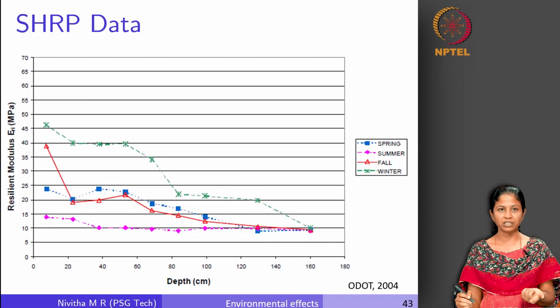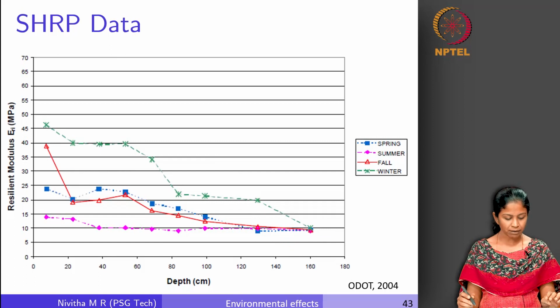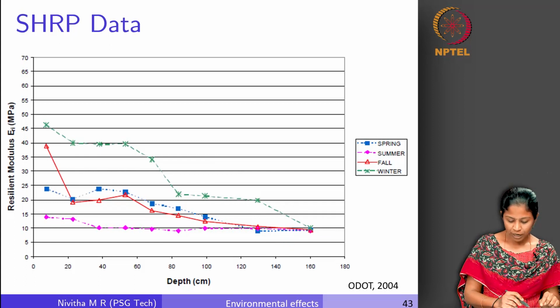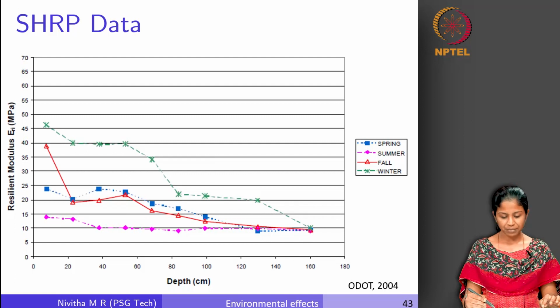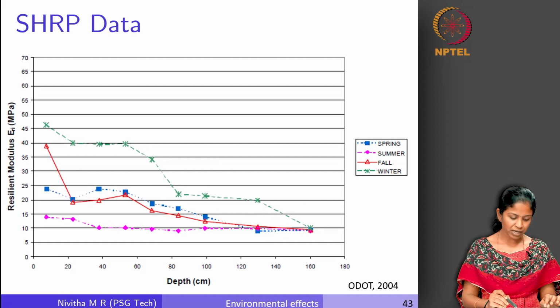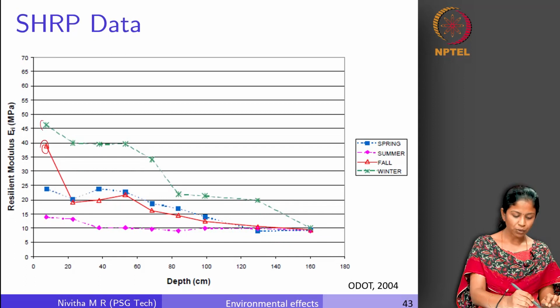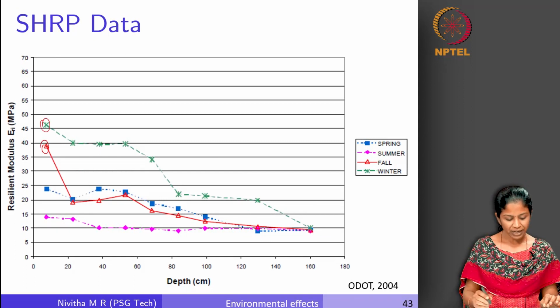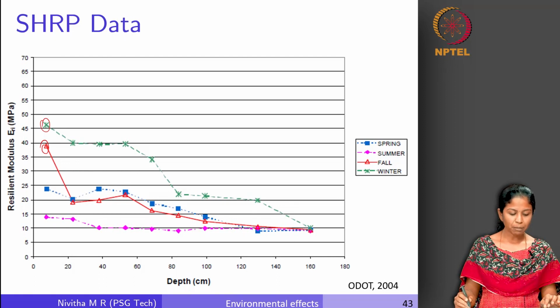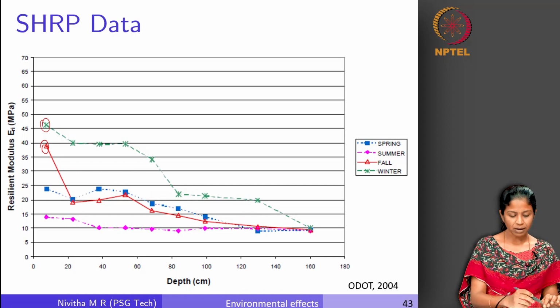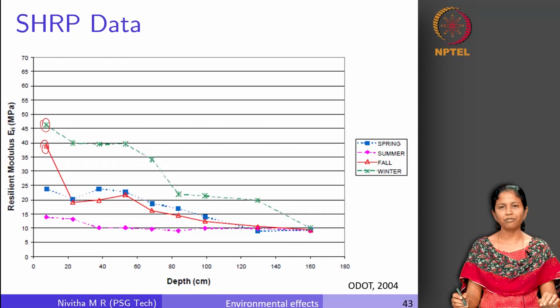Previously we saw the degree of saturation, now the variation of resilient modulus with depth is quantified from this study. So you can see during a given season, it varies from season to season, and for a given season how it varies along the depth. You can see the maximum variation is seen during fall and during winter, wherein there is about 10 to 45, about 35 megapascal variation in resilient modulus during winter and about 30 megapascal variation during the fall season.